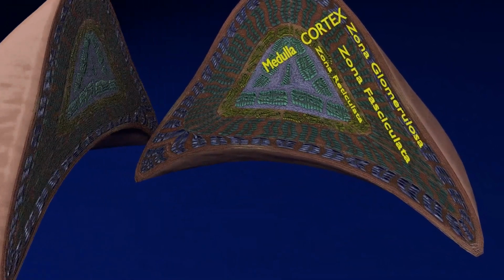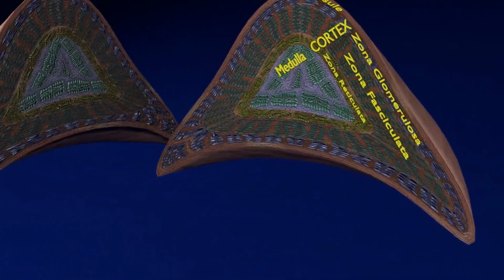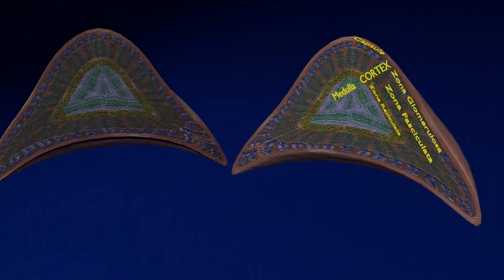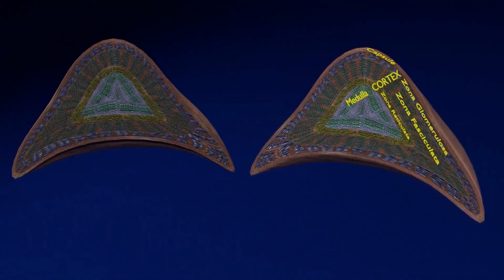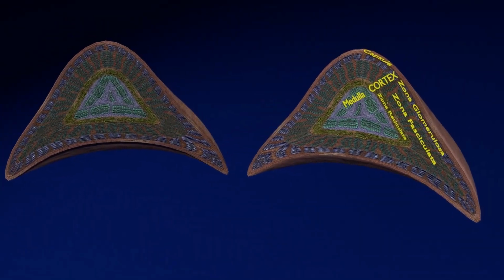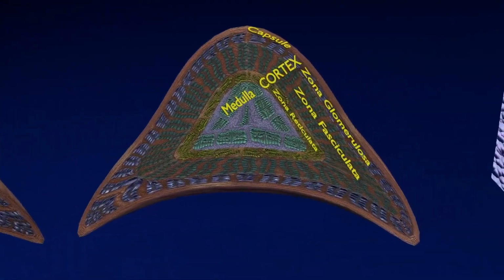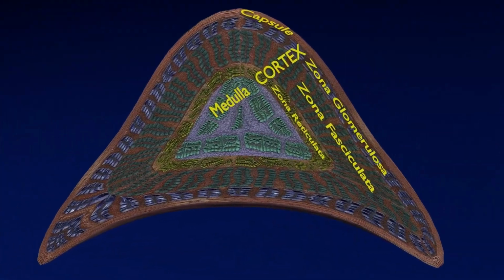The adrenal glands are located on both sides of the body in the retroperitoneum, above and slightly medial to the kidneys. It measures 3 cm in width, 5 cm in length, and up to 1 cm in thickness.